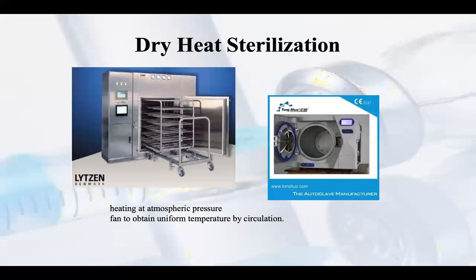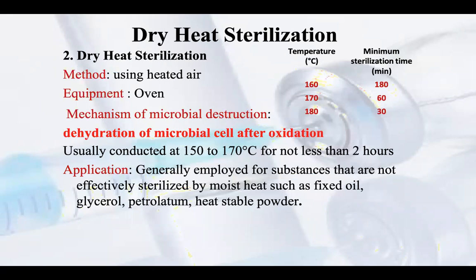In dry heat sterilization, dry heat is applied at atmospheric pressure, and fans are used to obtain a uniform temperature by circulation. So circulation of air has to be done with the help of fans. So it is dry heat sterilization. The method uses heated air, and the equipment is an oven. Mostly dry heat sterilization ovens are available.